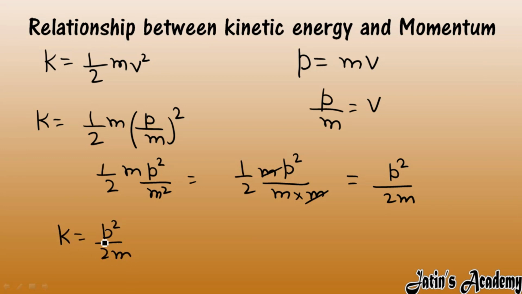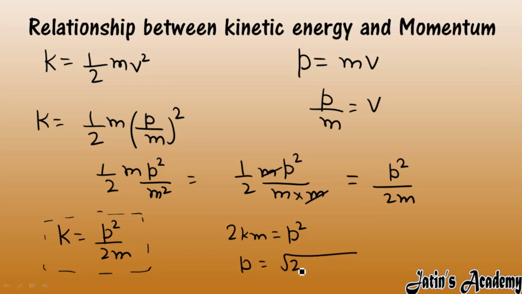Multiplying 2m this side, this is also one expression. One more expression we can make, that multiplying 2m on that side. Here we have p square. So p becomes root on the another side. So p equals under root 2 km.